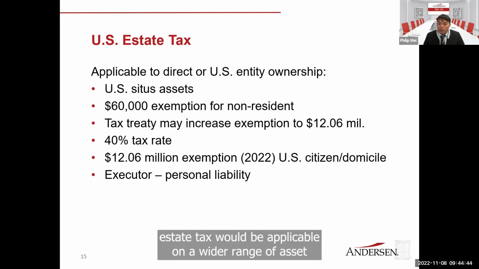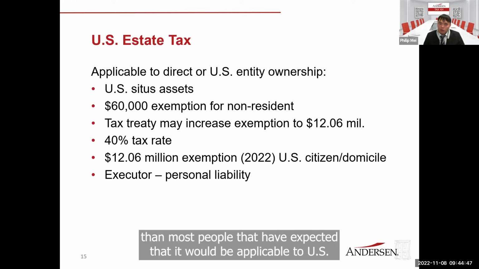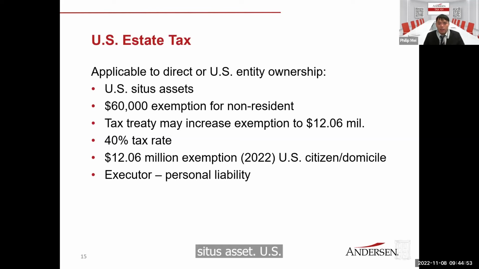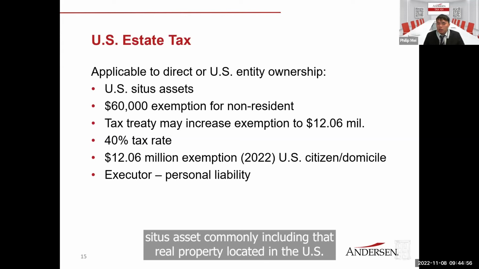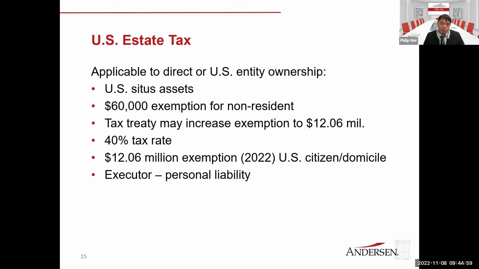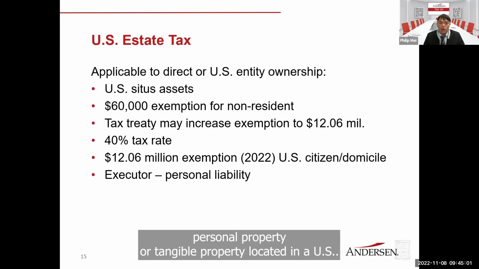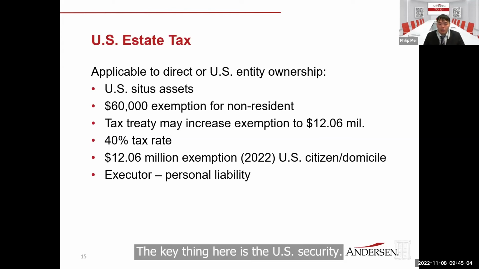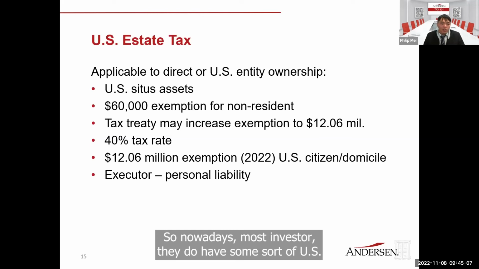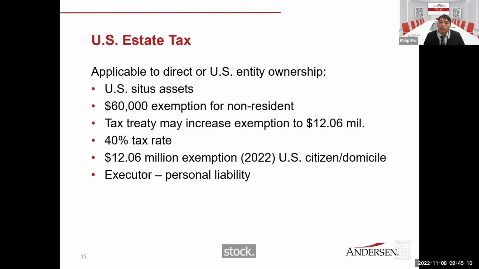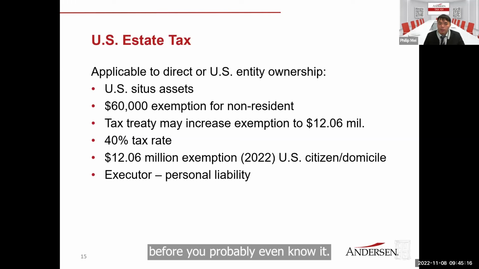US estate tax would be applicable on a wider range of assets than most people have expected. It would be applicable to US situs assets. US situs assets commonly include real property located in the US, personal property or tangible property located in the US. The key thing here is the US security. So nowadays, most investors do have some sort of US stock. Those would be counted towards the US situs assets before you probably even know it. There was no such exemption even in RRSP. So anything that is issued by a US corporation has to be included as a US situs asset.